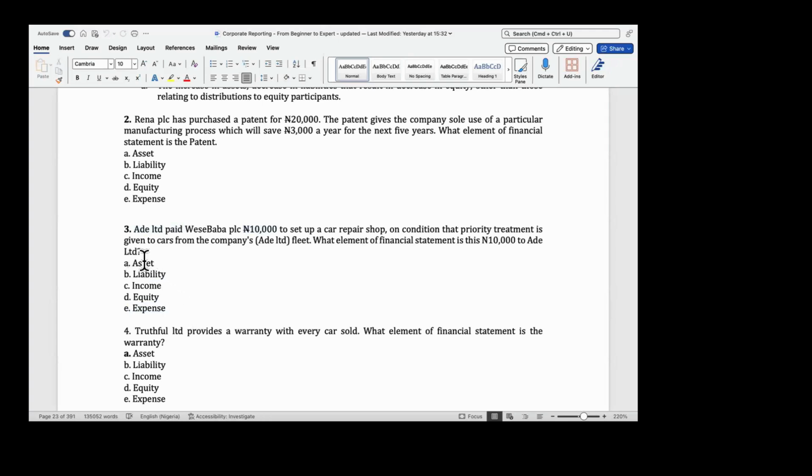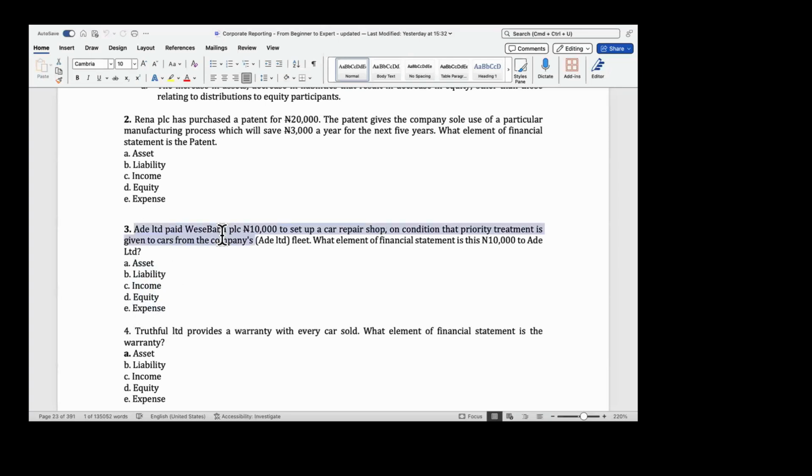Okay, so it should be between assets and expense, but the answer is expense because Ade Limited paid, we said, 10,000 to set up a repair shop. This will have been an asset to Ade if Ade has control over that shop, because an asset is an economic resource controlled. So he paid him to set up, and it's not like he wants to be a part owner or something like that. It's not an investment. All he just wants is that whenever he comes to wash his car, they should give him priority treatment. He's not even saying he won't pay, he will pay, but they should just give him priority treatment. So it's not assets, and it's far from liability, it's far from income, it's not equity, it's expense.